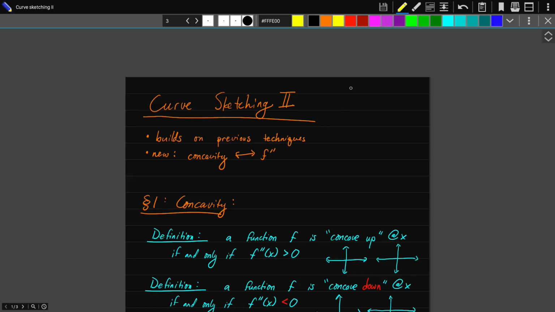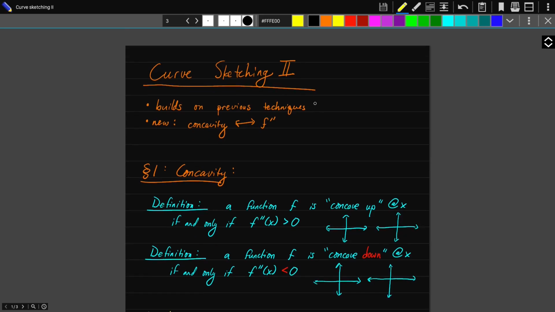I just wanted to teach you about curve sketching today. Specifically, we're on the lesson Curve Sketching 2, where we build on our previous techniques for curve sketching, which use the first derivative of the function. We also now are going to start to include information that we can get from the second derivative of the function.